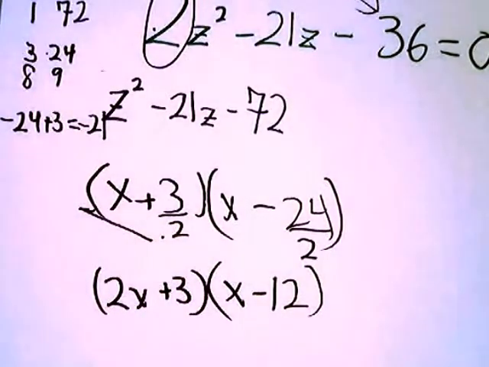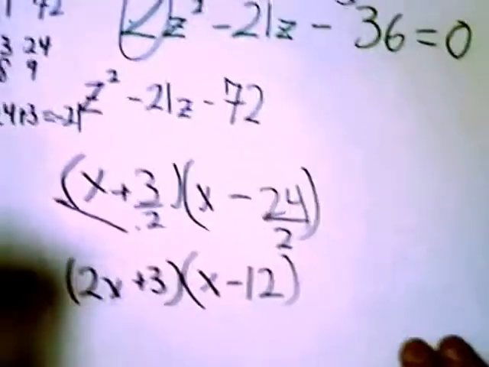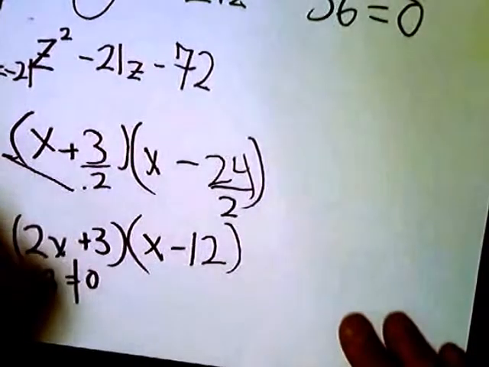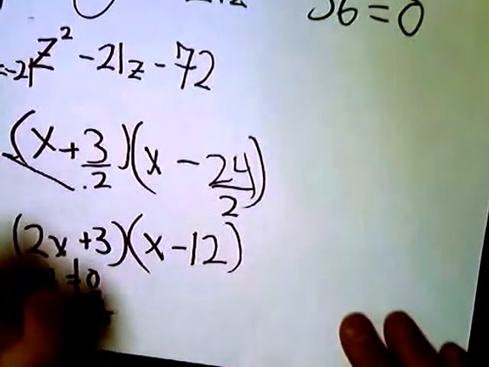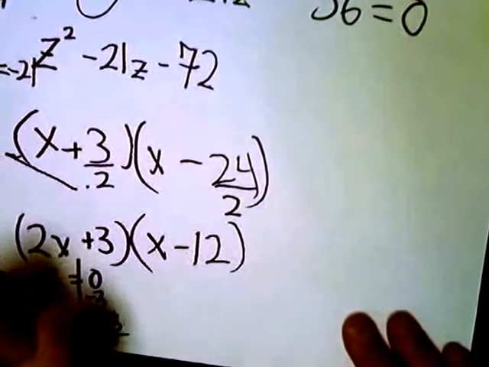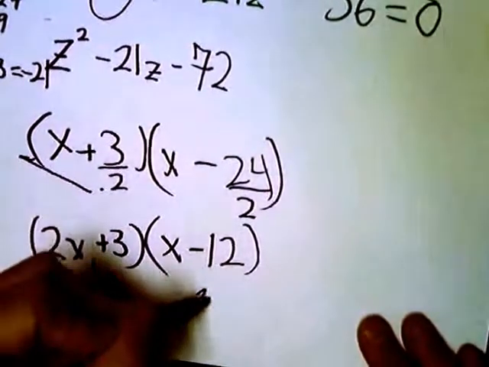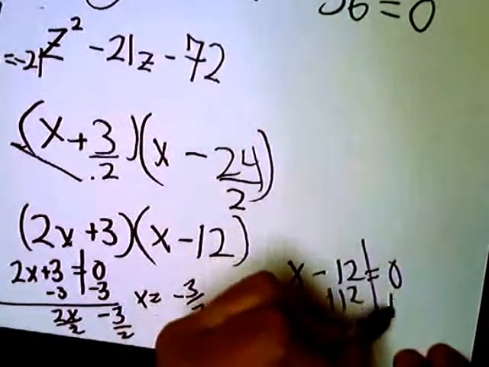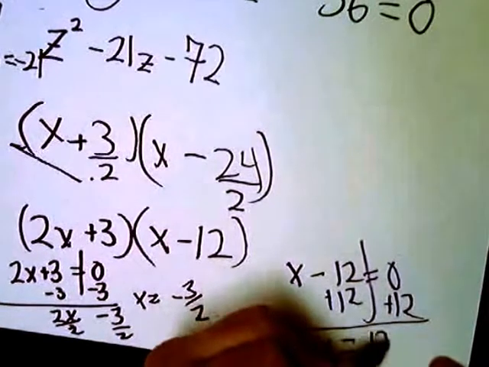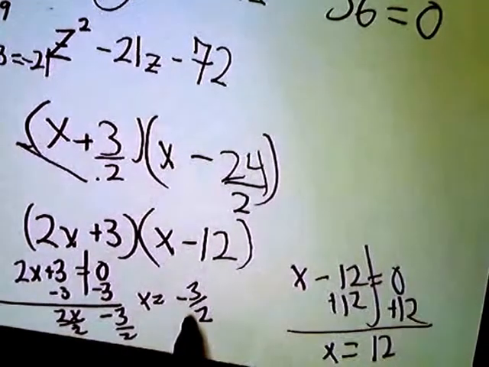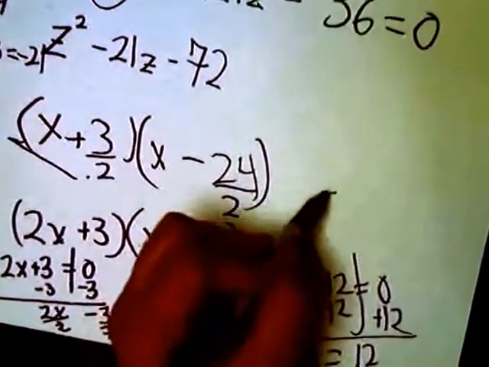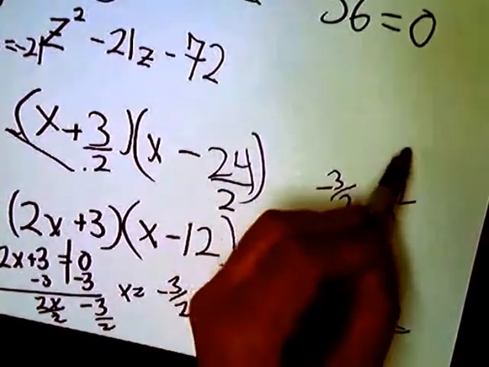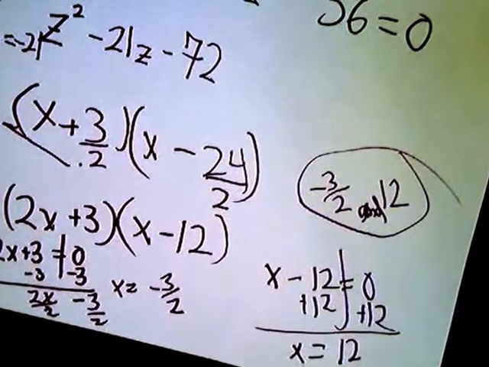From here, I can go ahead and just set them equal to 0. -3 divided by 2. X is equal to -3 over 2. And in the other case, x minus 12 equals 0. X is equal to 12. So my answers are -3/2 and 12. I should put an and here instead of a comma. That's bad math penmanship. So that's the setup.